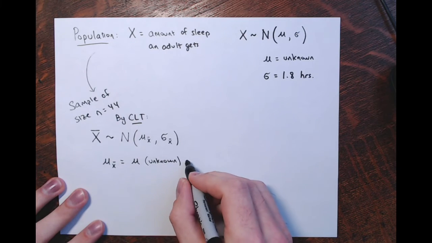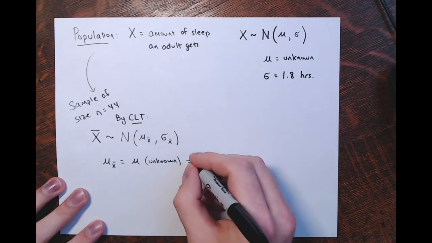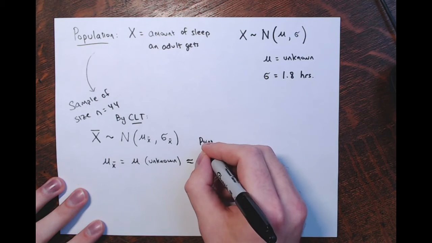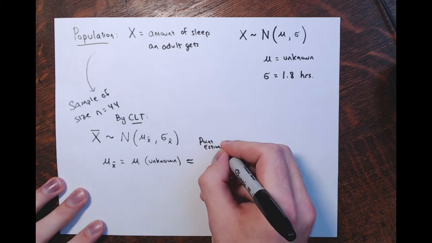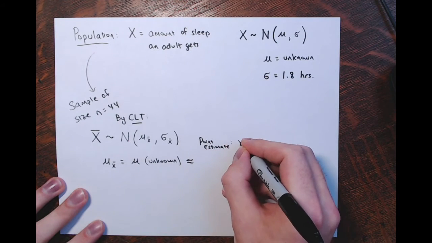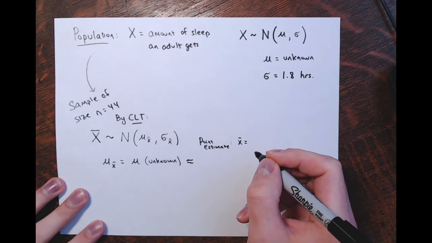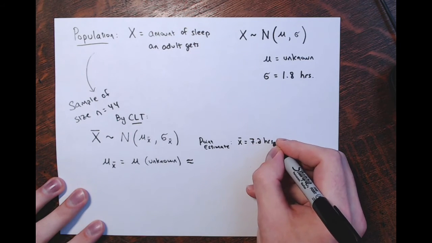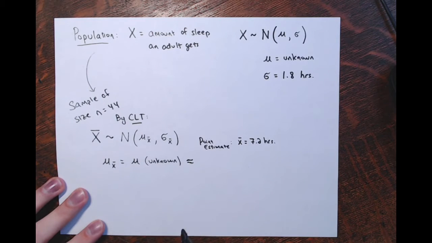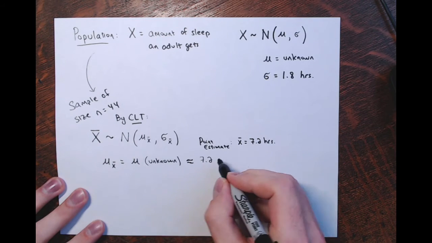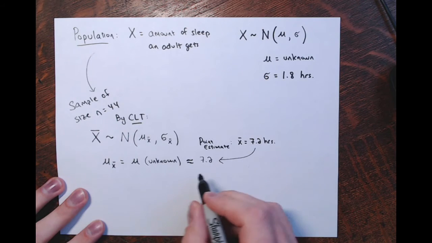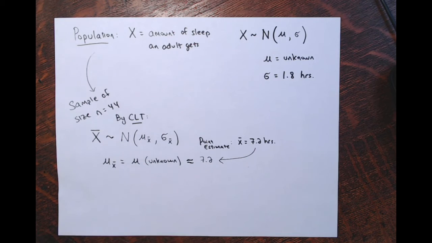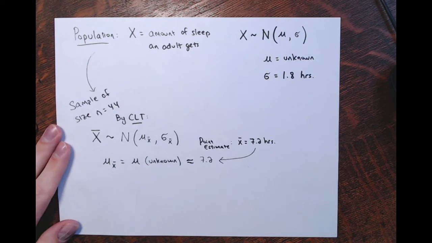So instead we use a point estimate, the mean of the sample. Now the mean of the sample, they told us, was 7.2 hours of sleep. It was the average for the sample of size 44 that we took. So we're going to use 7.2 here as our initial guess as to what mu is. Again, we don't know mu, but we're using our point estimate as an initial guess.